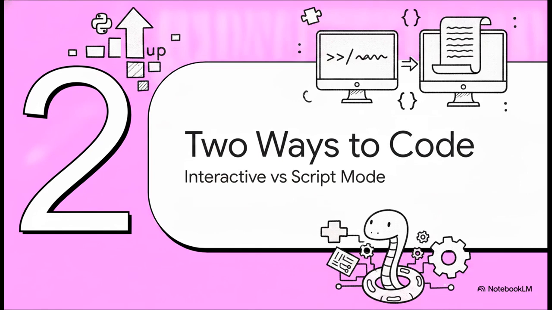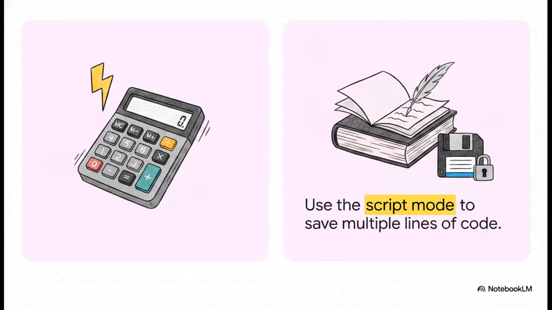Moving on to section 2, 2 ways to code. So Python has this special program called IDLE, which stands for Integrated Development and Learning Environment, and it actually gives us 2 completely different ways to write our code. First up is interactive mode, which uses the Python shell. You can think of this like a super-powered calculator. You type in one command, hit enter, and boom, you get an instant answer. But just like a normal calculator, it doesn't save your work.